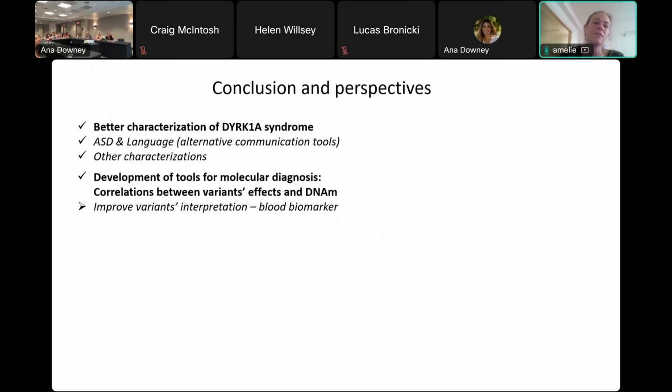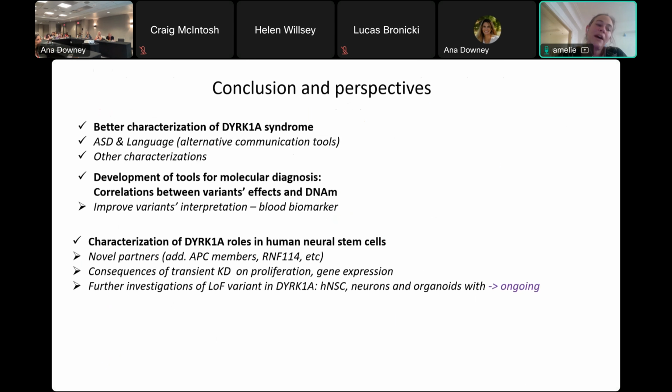For the molecular diagnosis, we are trying to understand the effect of the mutations that are located really at the end of the protein to see what they are really doing. And we are continuing the investigation in these cells for which we have introduced a loss of function variant in DYRK1A, so the neural stem cells, the differentiated neurons and organoids.